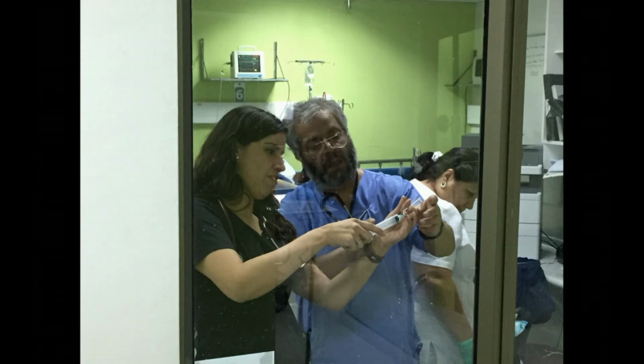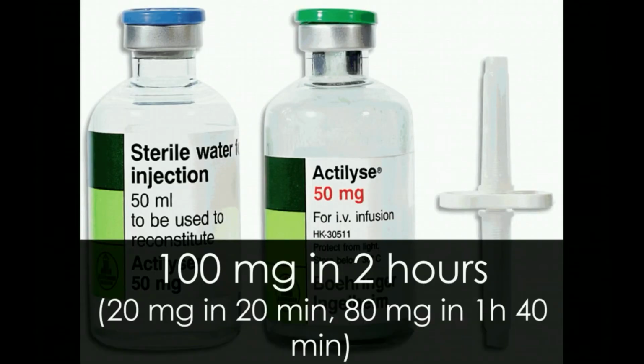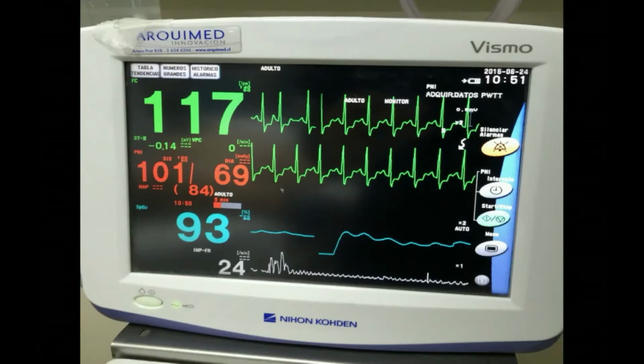So I took this guy and explained to him what I needed and why I needed it. He understood perfectly, so he gave me the medication. We used 100 milligrams in 2 hours, the first 20 milligrams in 20 minutes, and then the rest in the hour 40 minutes. Take a look at the time, it's 10:50 now, 45 minutes after we started with the lytics. She's a little bit more tachycardic, but we were able to suspend the norepinephrine that we were giving, and look at the pressure.